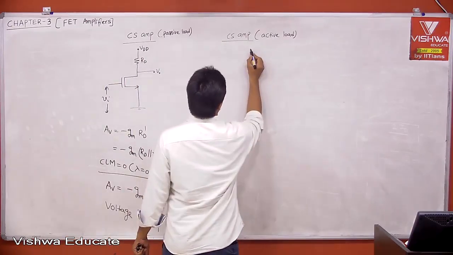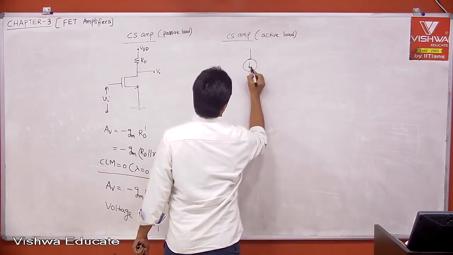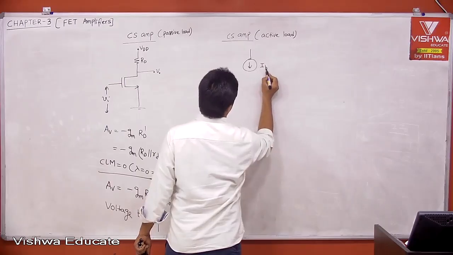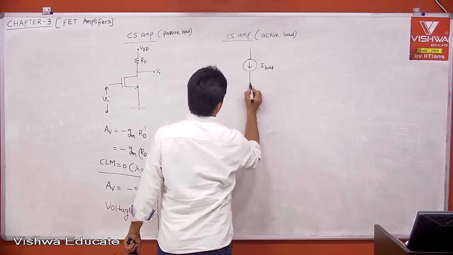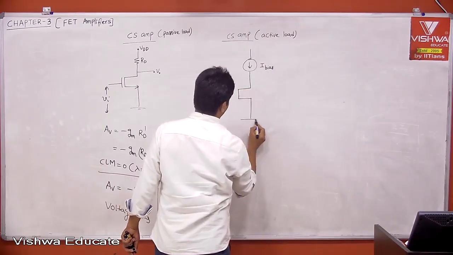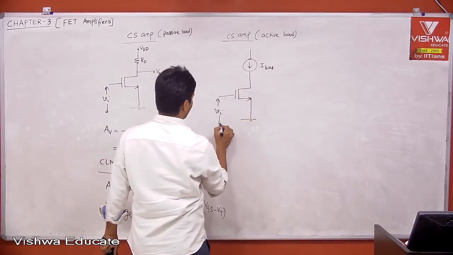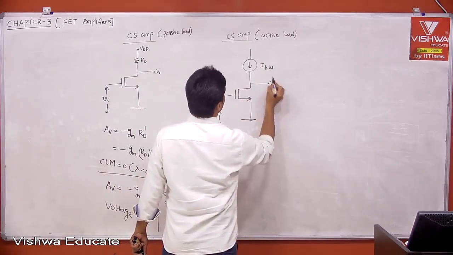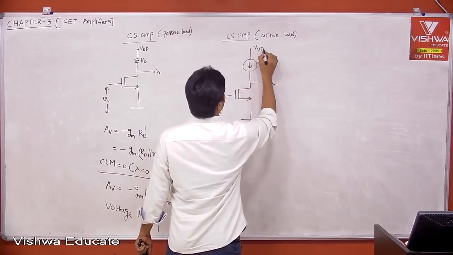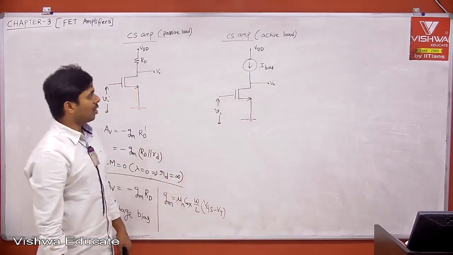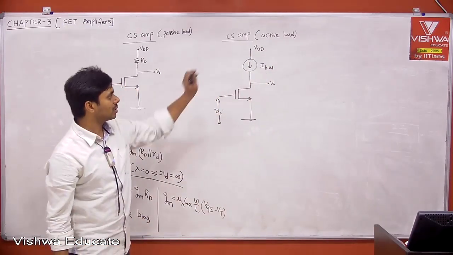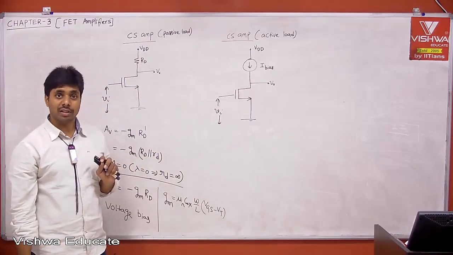And what does it mean? It is now biased with a current source. Let us say this is your I bias. This is your VI. Now this is your V0. Then tell me now, your circuit is biased. If you ask me what is the current source internal resistance, infinity.